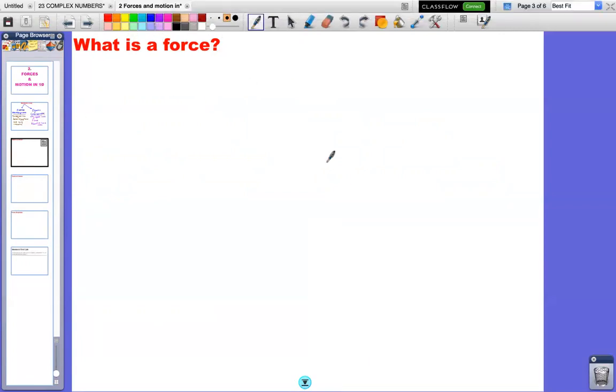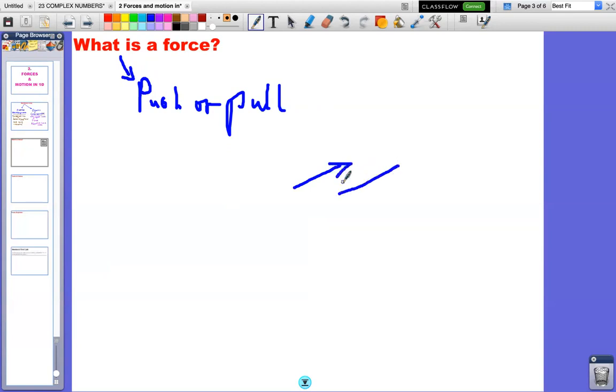in very simple terms, in layman's language, we say that a force is something that causes an object to accelerate. We say push or pull. You can push something or you pull that thing. If this is an object here, you can either push it or you pull it.